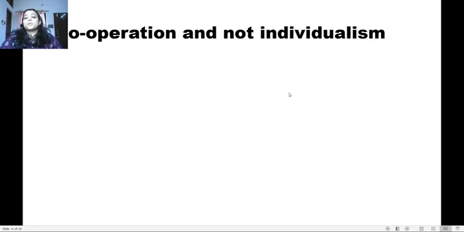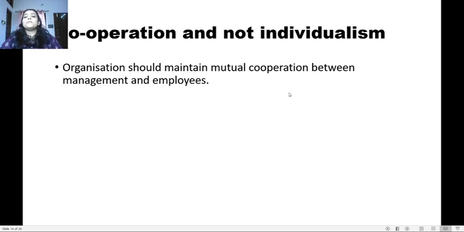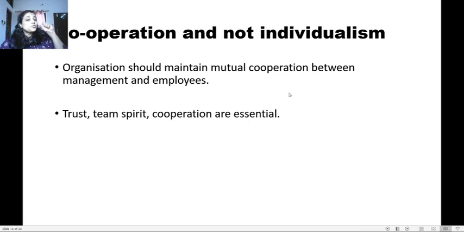Coming down to the next one, that is cooperation and not individualism. This we have discussed before also, but let's go through it once. Organization should maintain mutual cooperation between management and employees. Yes, there should be trust.